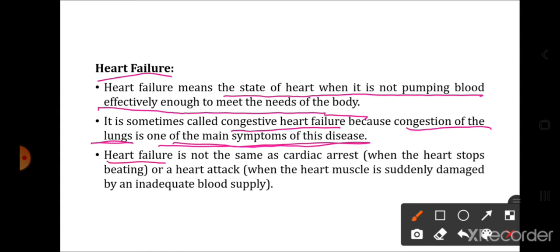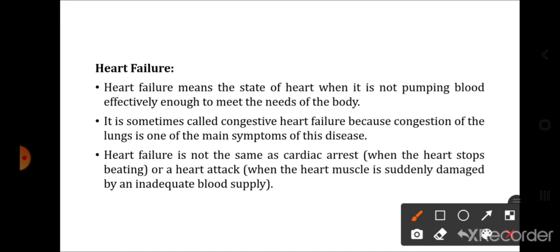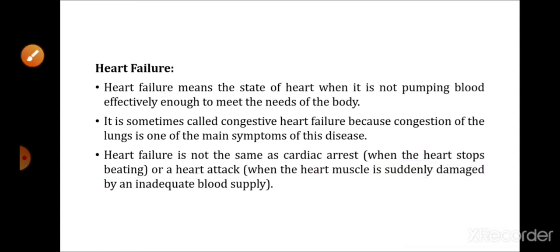Heart failure is not the same as cardiac arrest or heart attack. It is different from cardiac arrest, and it is also different from heart attack. What is cardiac arrest? The heart stops beating. That is, when the heart is not beating. But what is heart failure? The heart is not pumping properly. What is a heart attack? A heart muscle is suddenly damaged by an inadequate blood supply. So heart failure is different from cardiac arrest and heart attack. So these are some of the disorders related to the circulatory system.